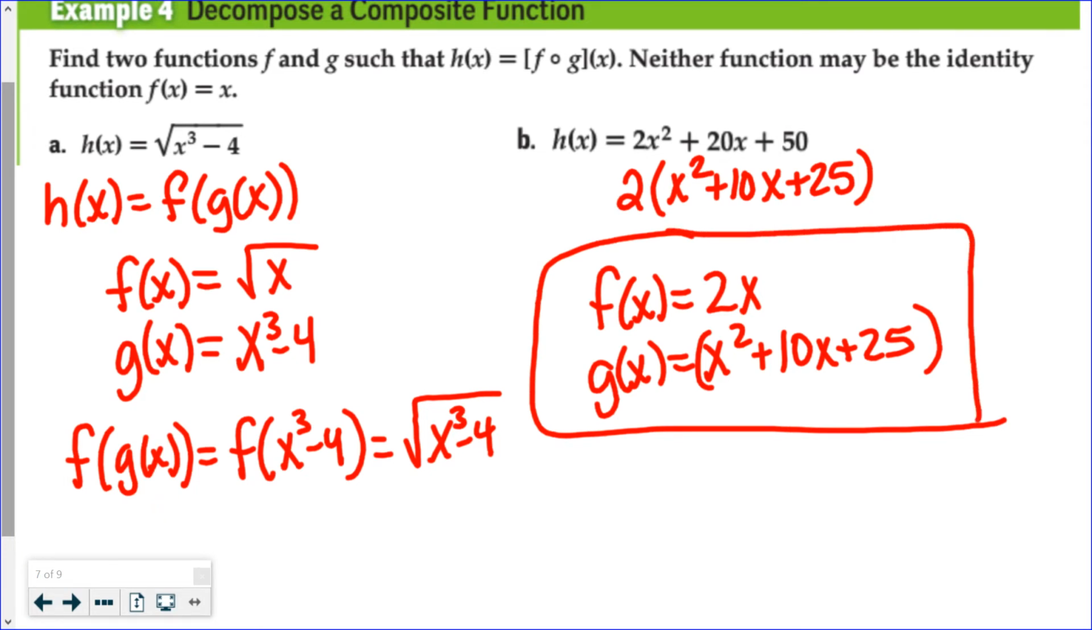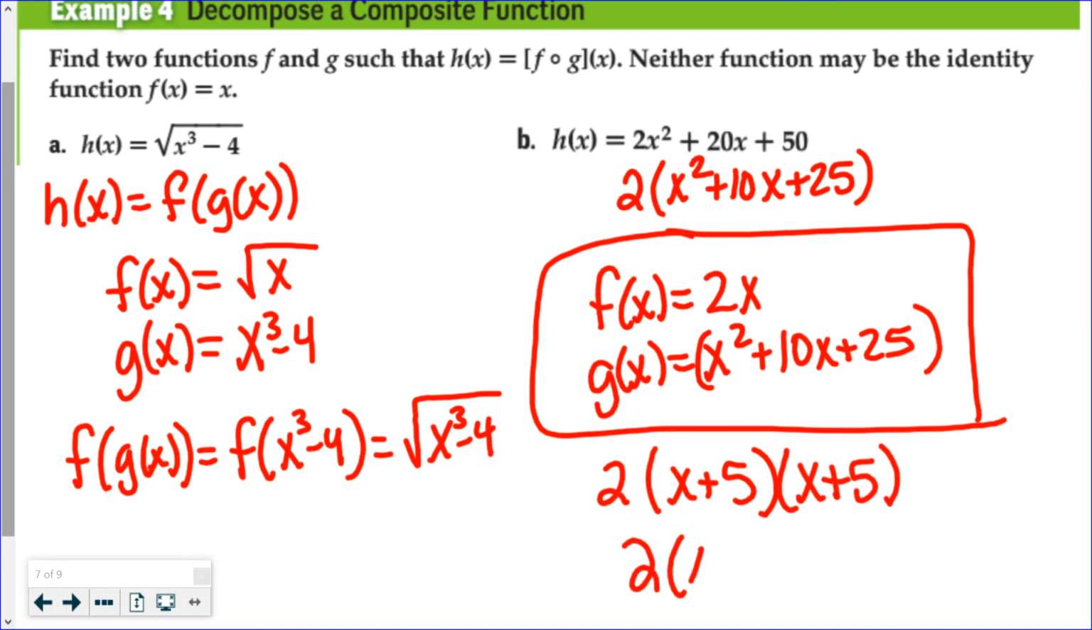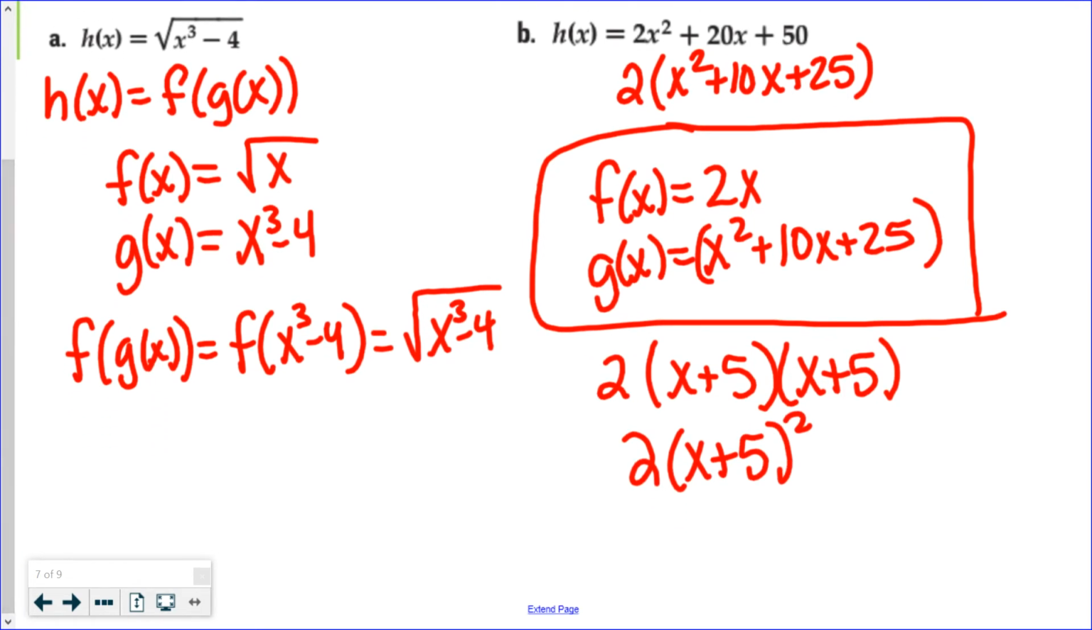And in 5th period, or maybe we did this in 4th, I can't remember which, we took it a step further. So I can factor this guy here as 2 times x plus 5 times x plus 5, which is the same thing as 2 times x plus 5 squared. Now it looks a lot more like my parent function. So when I'm starting to look for parent functions, this is really going to look better, more like what it will for all my other functions.